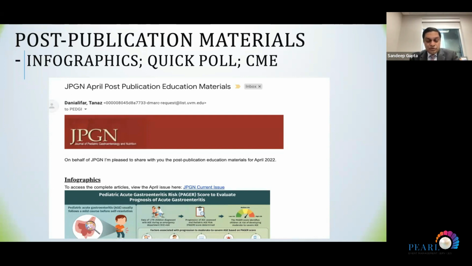Infographics, as I've shown, you can use for teaching and lectures and informing the residents, fellows and students. And also the quick poll that I showed you is on this email that comes every month. If you do not get it, please let me or Professor McNady know, and we'll be happy to include you in the mailing list. And it's free.